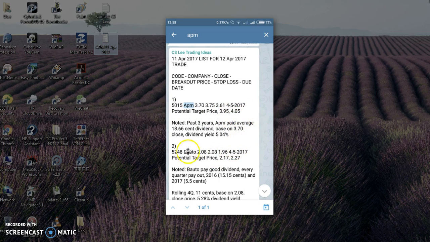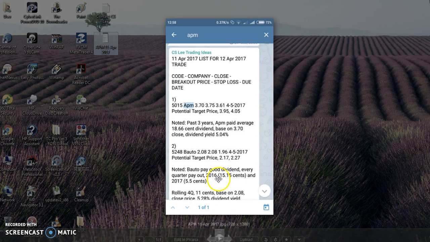So I put a notice about this. Over the past 3 years, APM paid an average of 18.66 cents in dividends, based on the 370 close. The dividend yield is 5.04%. Also, the other pick, BJ Auto, has already broken up.